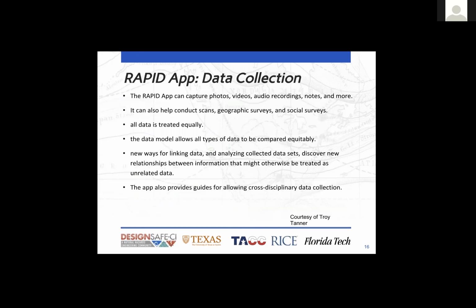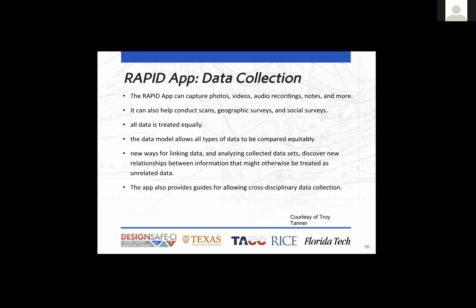So on the collecting the data side, the Rapid app will be able to capture photos. It'll do videos, recordings, notes, any kind of media that you require. You'll also be able to conduct scans, do geographical surveys, do social surveys as well. And what's really cool about this is all data is treated equally, meaning the data model is going to be so open that you'll be able to query on any point of data and be able to correlate on any point of data.